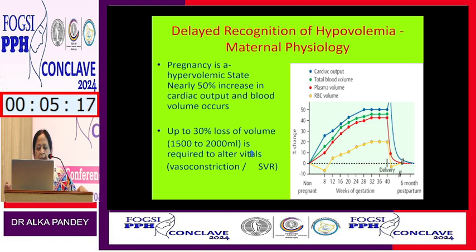So, pregnancy is a hypervolemic state. Nearly 50% increase in cardiac output and blood volume occurs, and up to 30% loss of volume, 1500 to 2000 ml, is required to alter vitals.